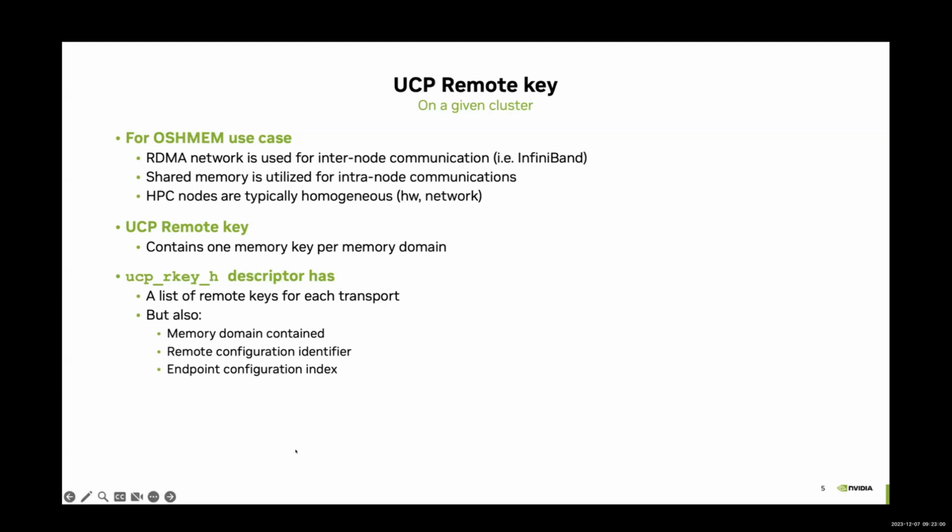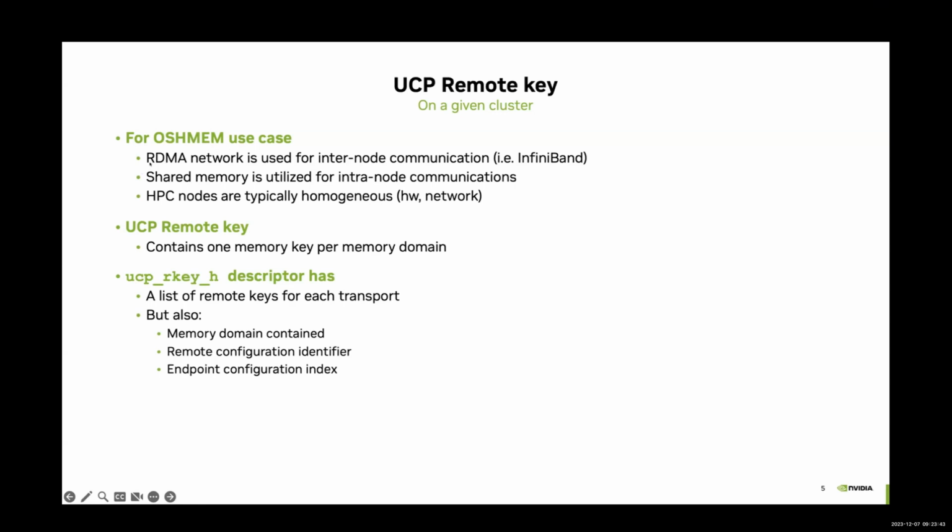Because UCX supports so many transports, for a specific endpoint it may pre-calculate which is the best transport to be used, for example, and do some other optimizations upfront. So this meta information is also associated with the remote key. If we consider the OpenSHMEM case, we can try to optimize the size of the remote key on one hand, and on the other hand, we can try to reduce the number of remote keys that we need.